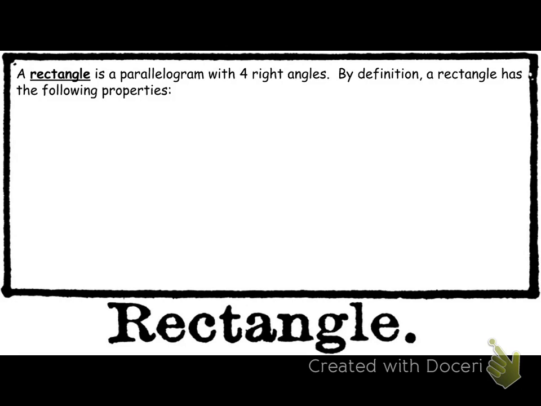A rectangle is a parallelogram with 4 right angles. Everything that's true about a parallelogram is also true about a rectangle, because a rectangle is a parallelogram. Is a parallelogram necessarily a rectangle? No. So not everything that's true about a rectangle is conversely true about a parallelogram. But by definition, a rectangle has the following property.